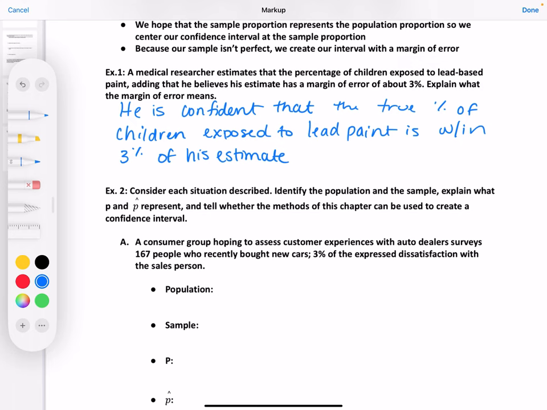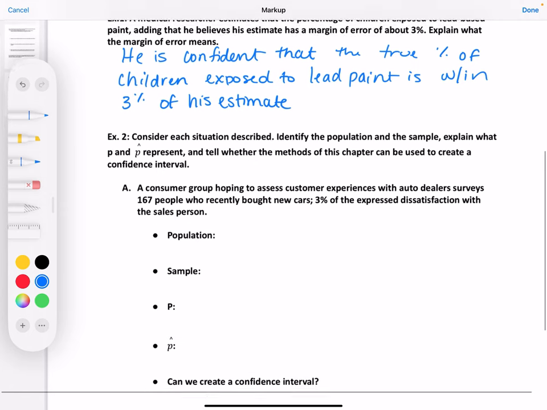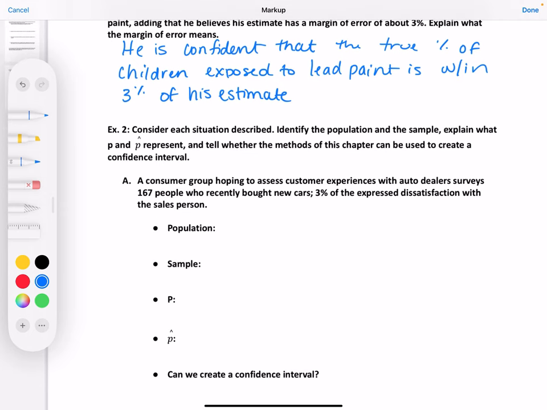All right, so this next question goes on to the next page also, but consider each situation described, identify the population and the sample, explain what P and P hat represent, and tell whether the methods of this chapter can be used to create confidence intervals. A consumer group hoping to assess customer experiences with auto dealers surveys 167 people who recently bought new cars. 3% of them expressed dissatisfaction with the salesperson.